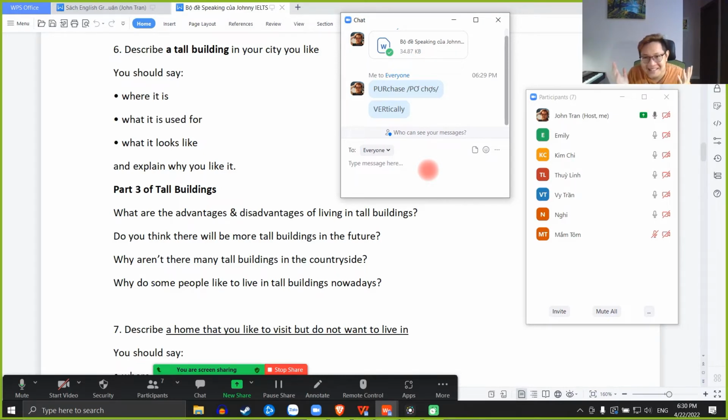Is it because of other reasons, Miss Nghi? Oh well, in my opinion, in the countryside, there are many tall buildings because people who live in the countryside prefer to live like it. You know, when we live on the ground, like a house. You mean when you live in a house on the ground floor? Yes. Mm-hmm. Continue, please. Yes. They prefer to. It is more convenient to live because, you know, in the countryside it has more space.